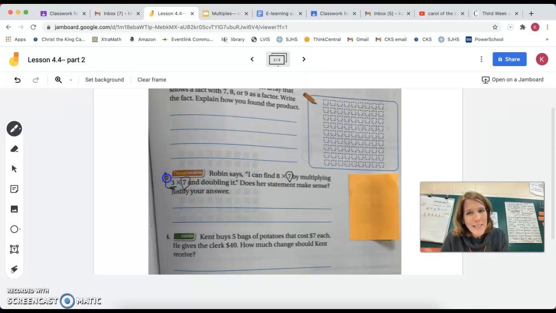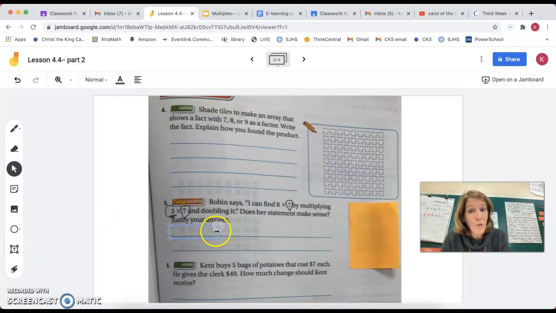What number would I need to have here in order for this sentence to make sense? I need to have 4, right? I need to have 4 because 4 doubled would be 8. Okay, so what could we say here?